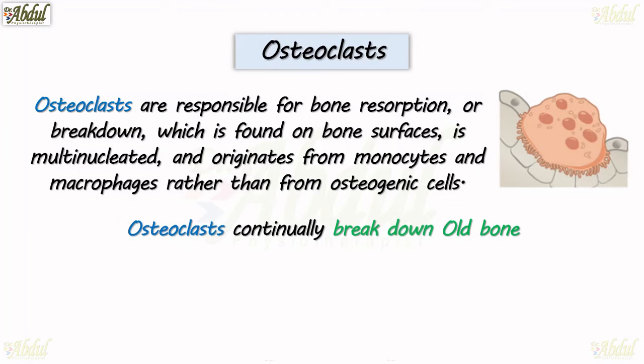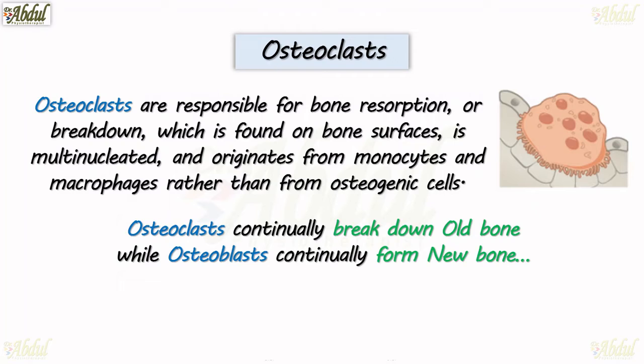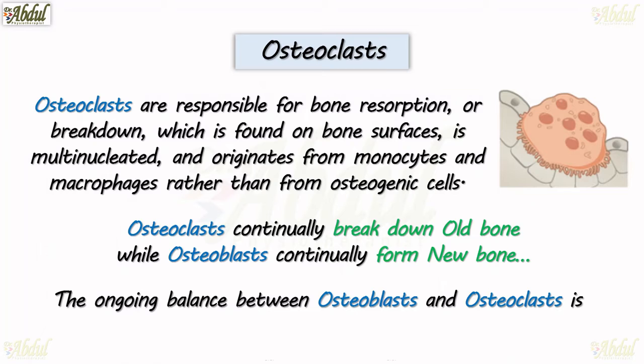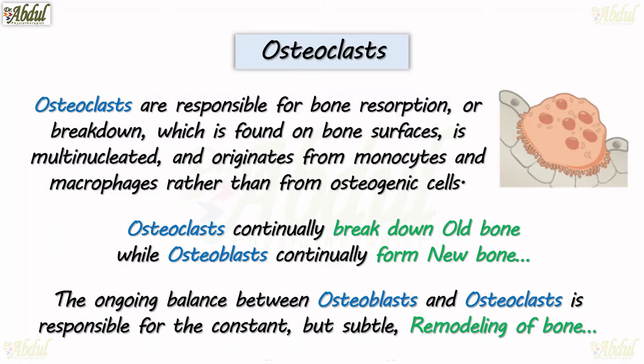Osteoclasts continually break down old bone while osteoblasts continually form new bone. I repeat once again, osteoclasts continually break down old bone when there is a need for calcium or for the repair and remodeling of the bone, while osteoblasts continually form new bone. The ongoing balance between osteoclasts and osteoblasts is responsible for the constant but subtle remodeling of bone.